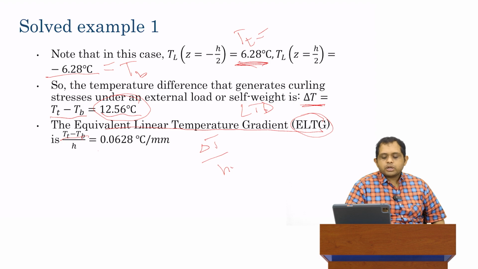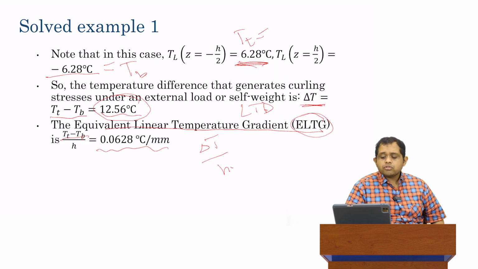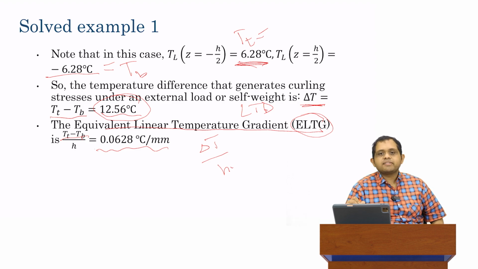That then, for this particular application, gives us a linear temperature difference of 0.0628 degrees Celsius per mm, which by the way is also the same value as B, which we had evaluated previously. So in this case, for this particular problem with the data we're given, the linear temperature difference is 12.56 degrees Celsius. That's basically what we need for the Indian design standard.